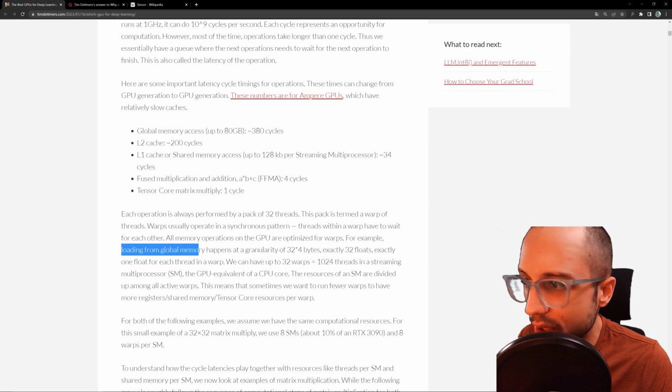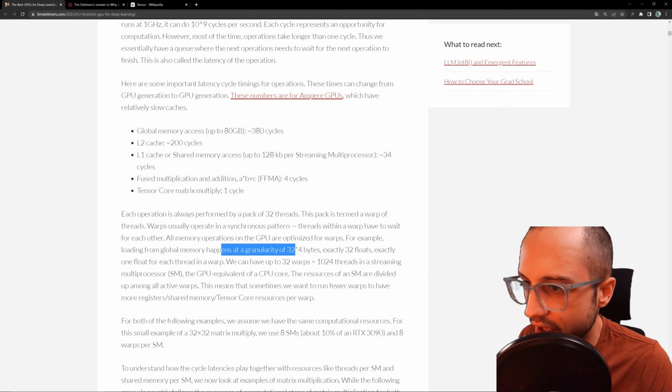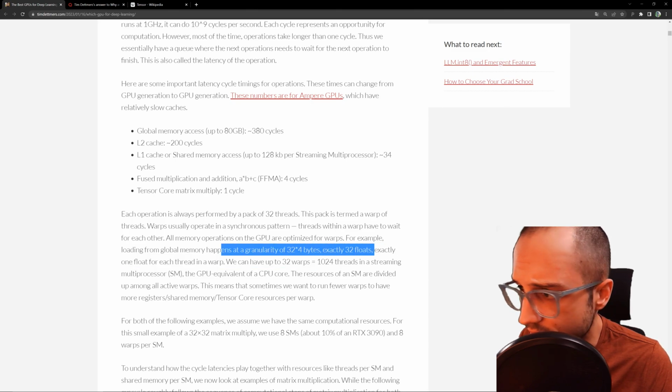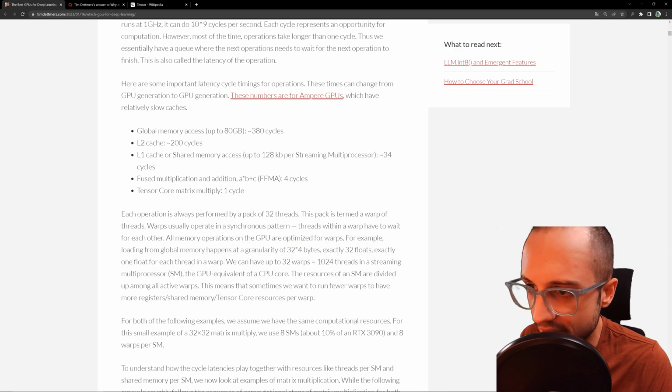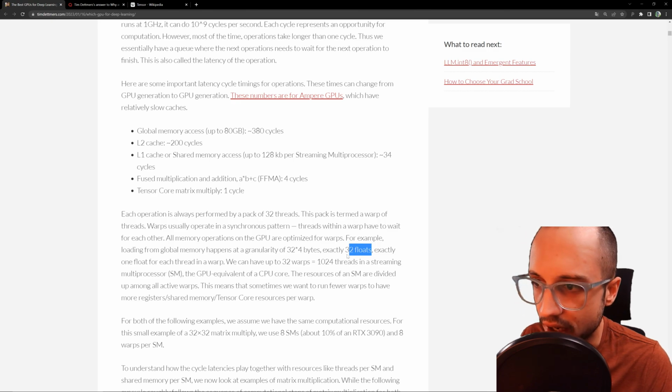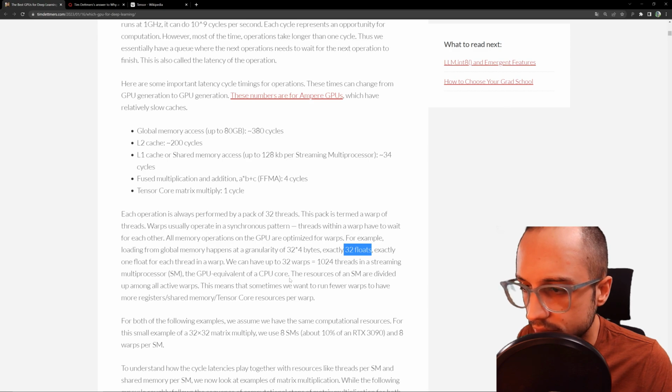Loading from global memory, the slowest one here, happens at a granularity of 32 times 4 bytes, or 32 floats, exactly one float for each thread in a warp. A float is basically a number that has decimal points, and an int would be a number with no decimal point, and the 32 basically is bytes, which is the actual atomic unit of memory storage in computers.